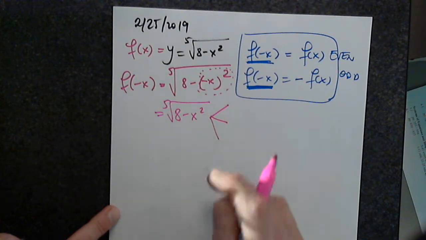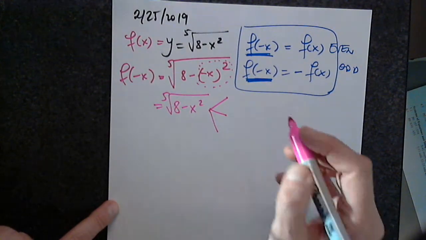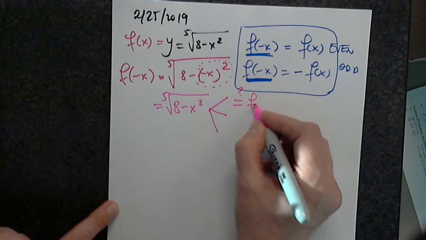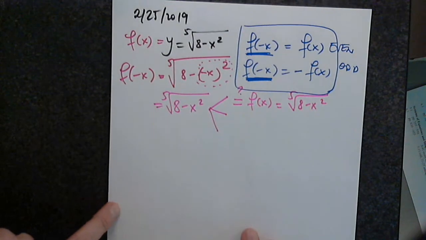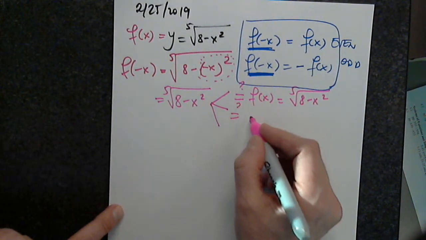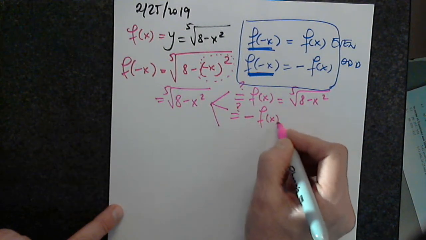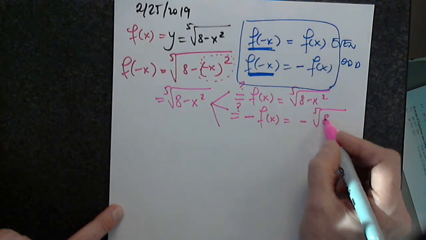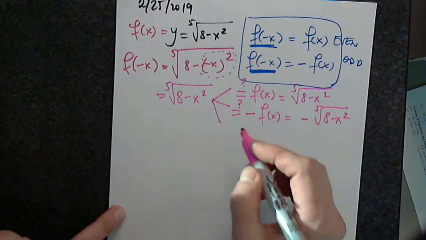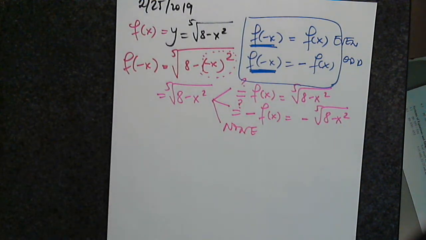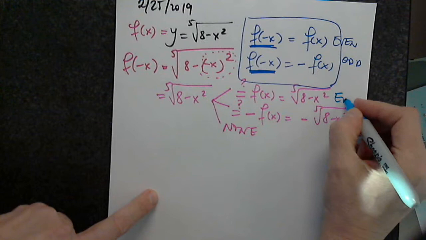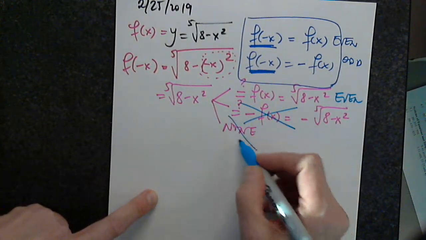At this point, I'm asking myself three questions. Is this the identical f of x, which is the fifth root of 8 minus x squared? Does this equal the negative f of x, which will be negative the fifth root of 8 minus x squared? Or none of the above? So there is a yes only for one of these three, and two no's. One yes, two no's. Which one is yes? Even. Yes. So this function is even. This is not the case, and this is not the case.